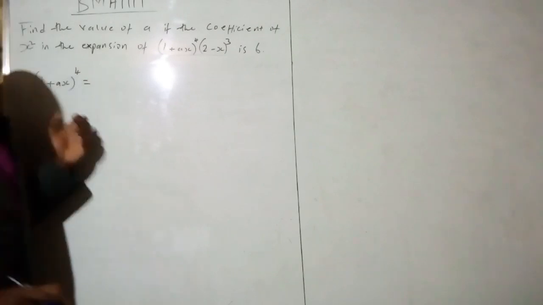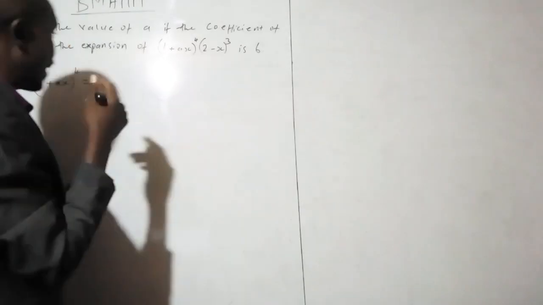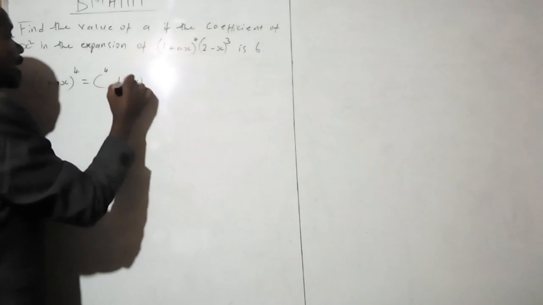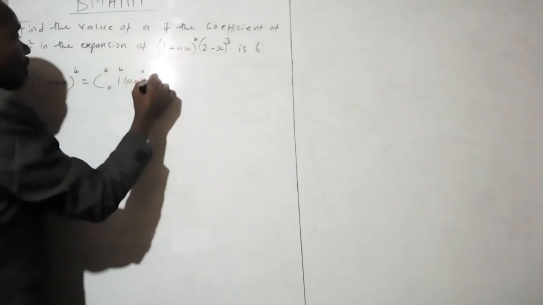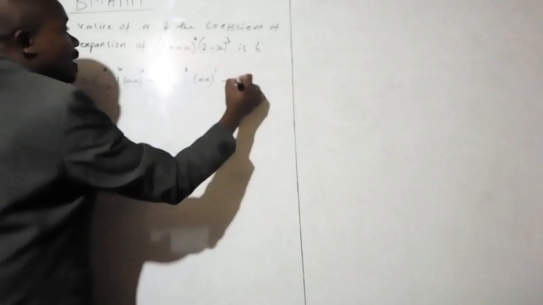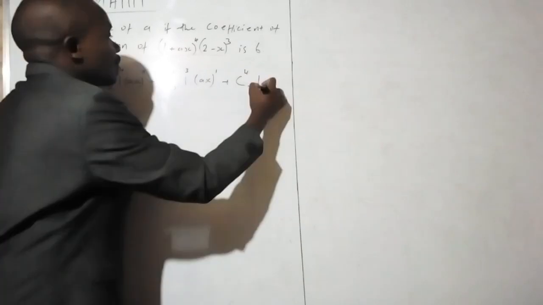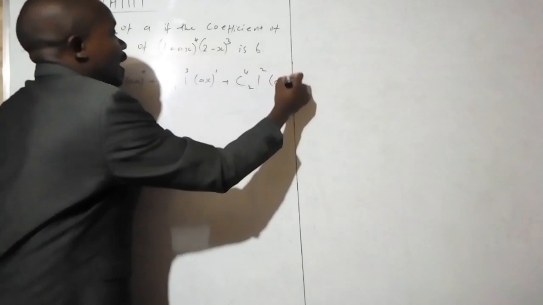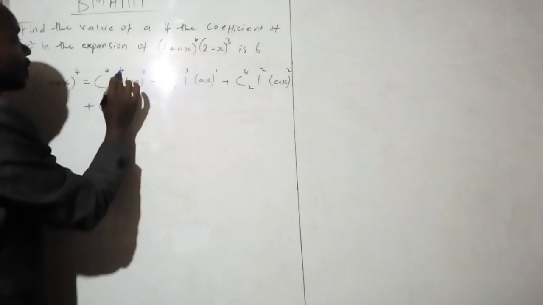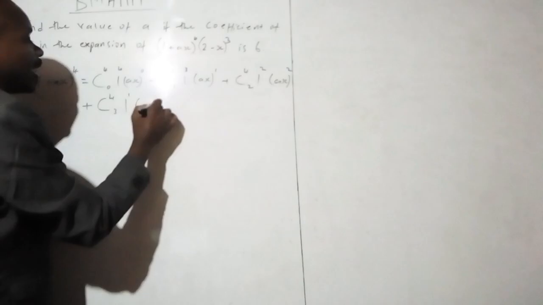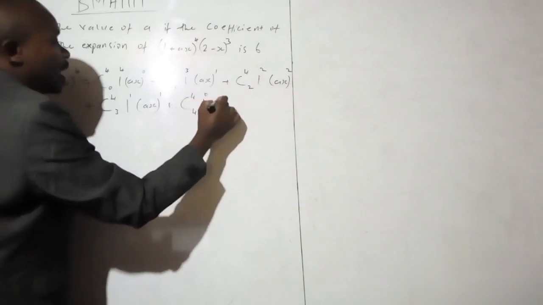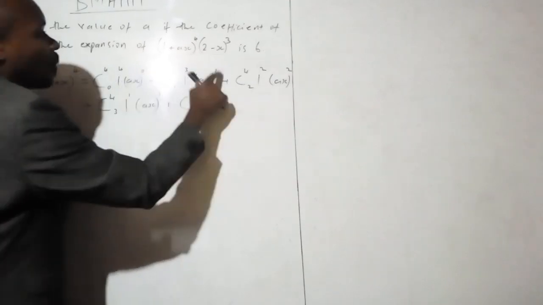We can use combinatorial. We say that 4C0 times 1^4, plus 4C1 times 1^3 times (ax)^1, plus 4C2 times 1^2 times (ax)^2, plus 4C3 times 1 times (ax)^3, plus 4C4 times 1^0 times (ax)^4. The powers descend from 4 to 0.